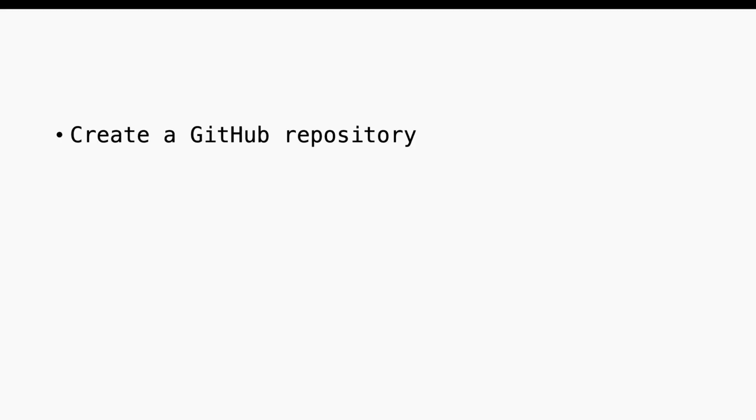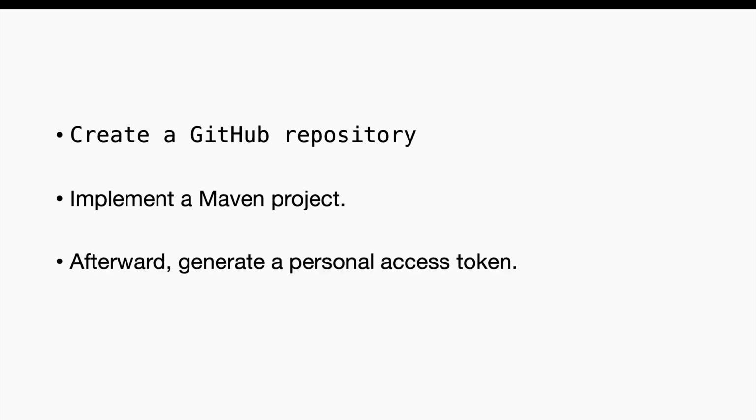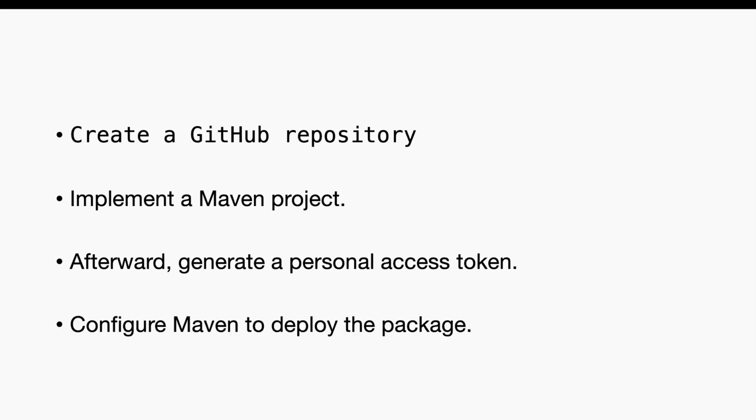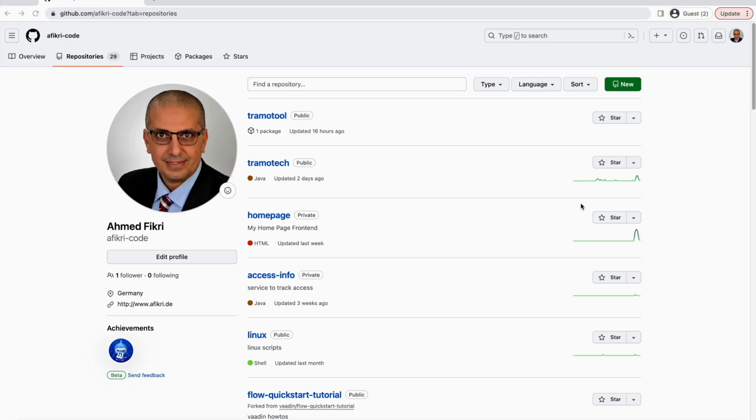First, we create a GitHub repository, and next, we implement a Maven project. Afterward, we generate a personal access token in GitHub, and then we configure Maven to deploy the package. So let's get started. First, let's have a look at my GitHub repositories.